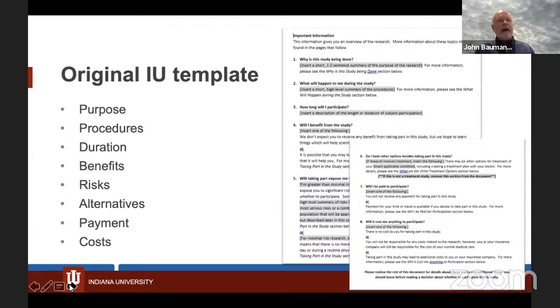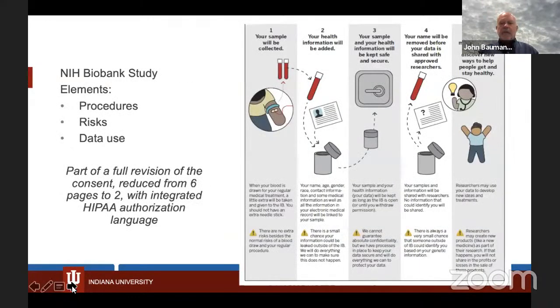The original template of consent looked like this for IU. And then here's what we sort of came up with. We had, if you will, a biobank study in which, if you could see the pictures, it talks about what will be collected, what information will be accessed, how is it going to be kept safe and secure, basically focusing on procedures, risk, and use.